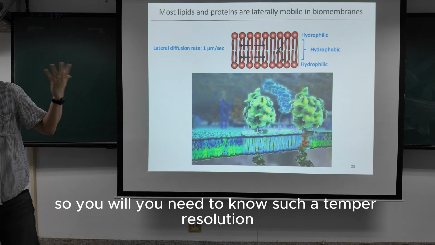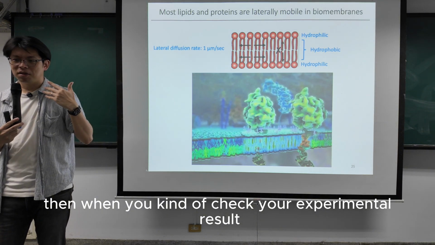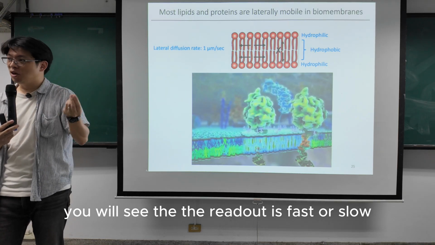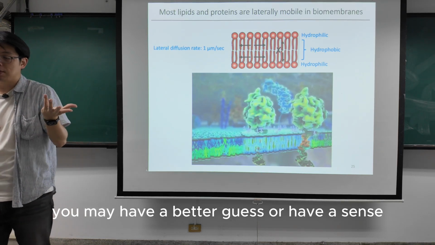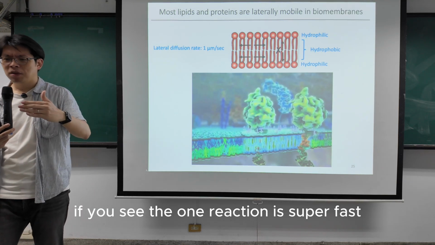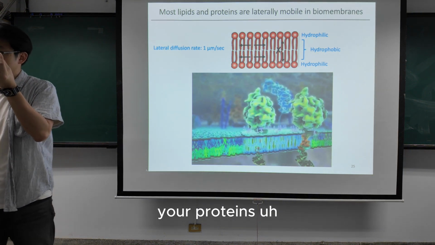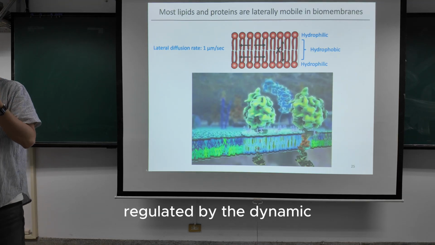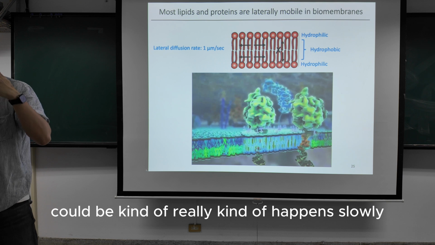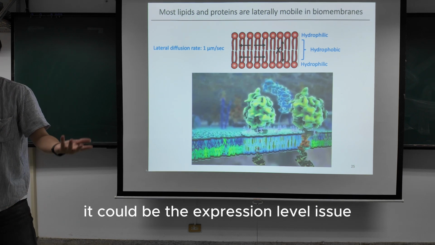So you need to know such a temporal resolution or the dynamics. Then when you check your experimental result, you will see whether the readout is fast or slow. You may have a better guess, or have a sense whether it's through the dynamics or through a different mechanism. For example, if you see one reaction is super fast, I would say your protein result could be mainly regulated by dynamics, or phosphorylation or dephosphorylation. If one reaction happens really slowly, it could be an expression level issue.